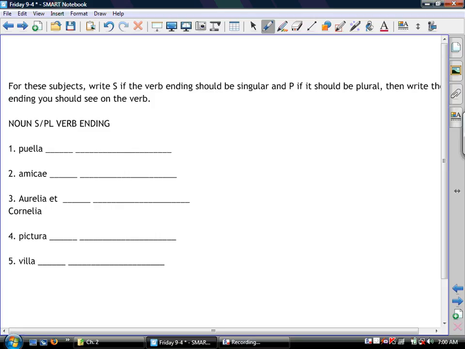For these subjects, write S if the verb ending should be singular, and P if it should be plural. Then write the ending you should see on the verb. So puella, we saw earlier, A is a singular ending, and for singular verbs, we have T. AE is a plural ending, and so for verbs, we're going to end them with NT.